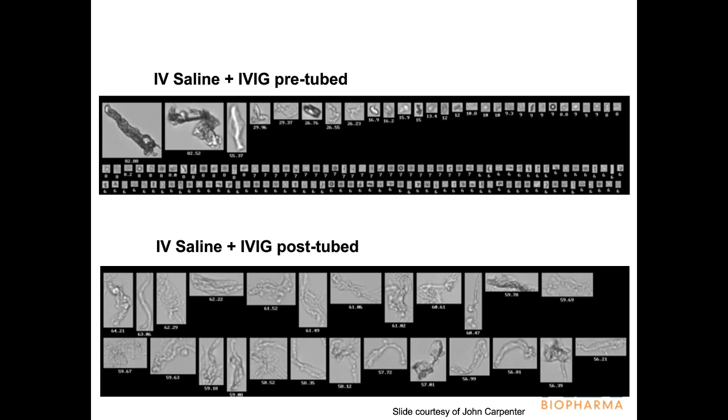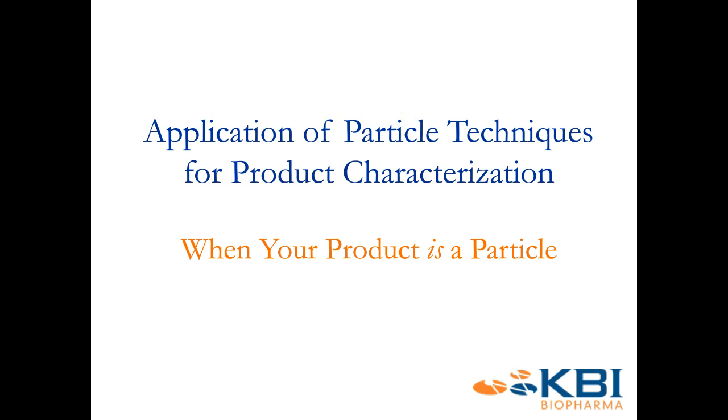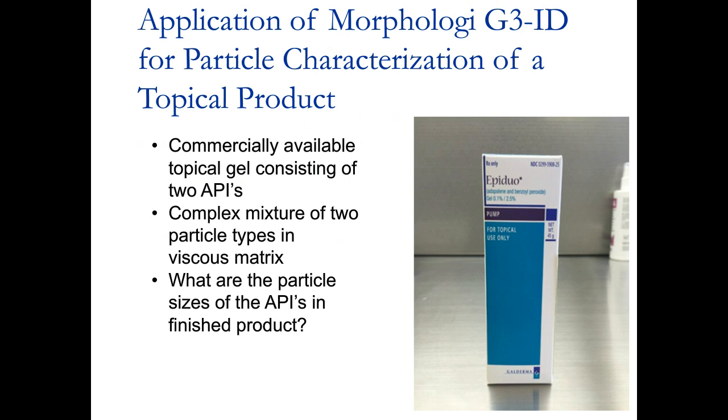So now on to less scary stuff, I guess, if you will. We also do a lot of particle characterization when products are actually a particle. So an example here, this is Epiduo we purchased. It's available on the market. It's a topical, which is actually made up of 2 particular APIs. So it's a complex mixture, quite viscous, and we wanted to understand how our tools can help evaluate some of these products, because we do a lot of this work for small molecule as well.